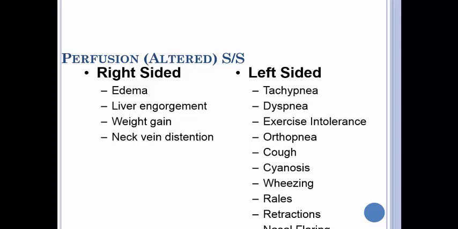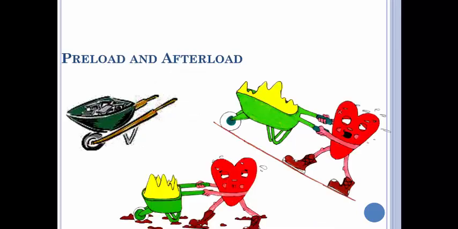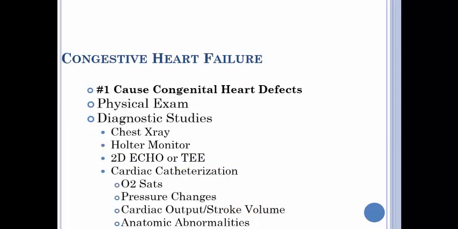Children compensate for altered perfusion by becoming tachycardic. You can see cardiomegaly, gallop, murmur, be diaphoretic, fatigued, or show failure to thrive. Preload and afterload. So preload is affected by venous blood pressure and venous rate of return. The number one cause of congestive heart failure in kids is congenital heart defects.